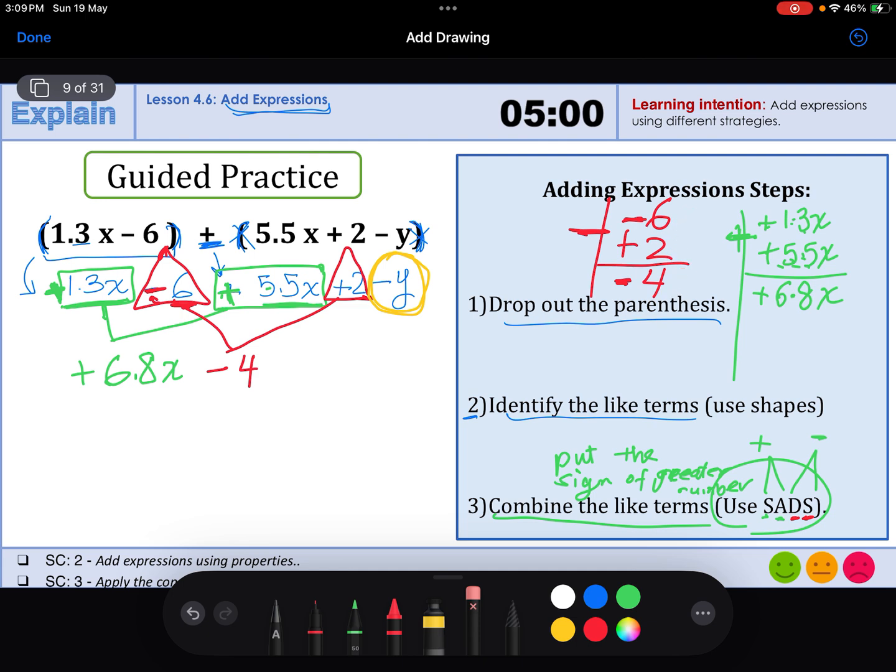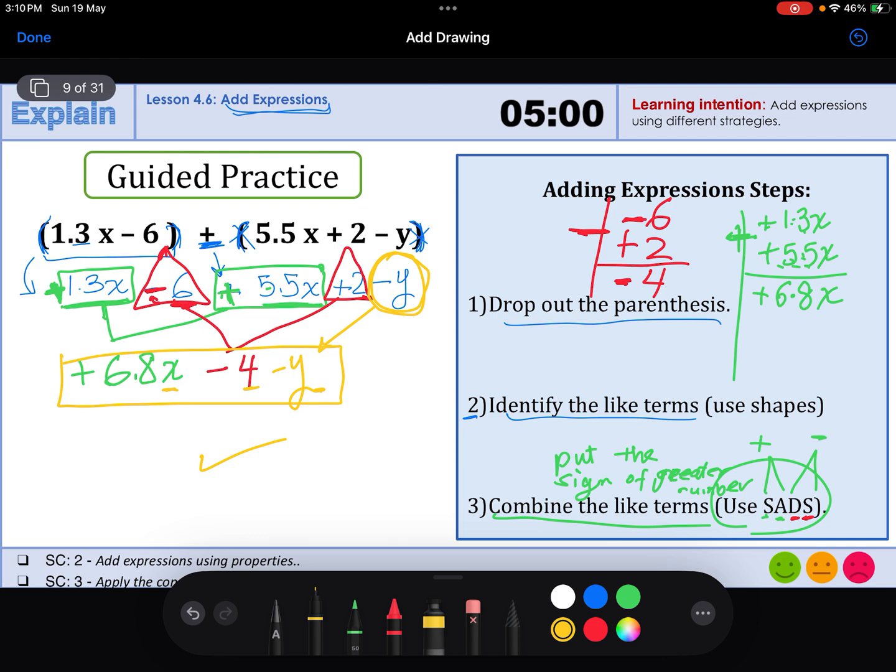Now, last step, since the negative y does not have anything else to combine with, I'm just going to write it down in the answer. Now, looking at my final expression, I cannot add anything anymore. All the terms are different or unlike terms. Therefore, I'm done working on adding these expressions. So that's it. This is just the simple idea.